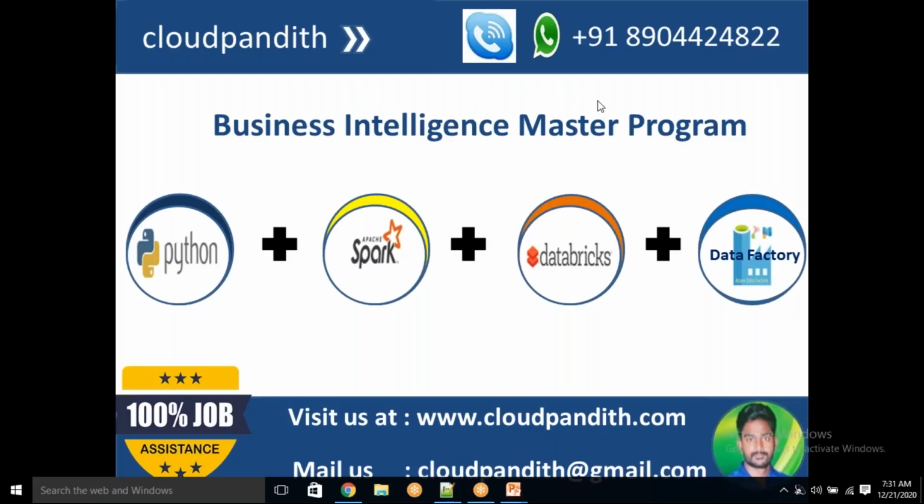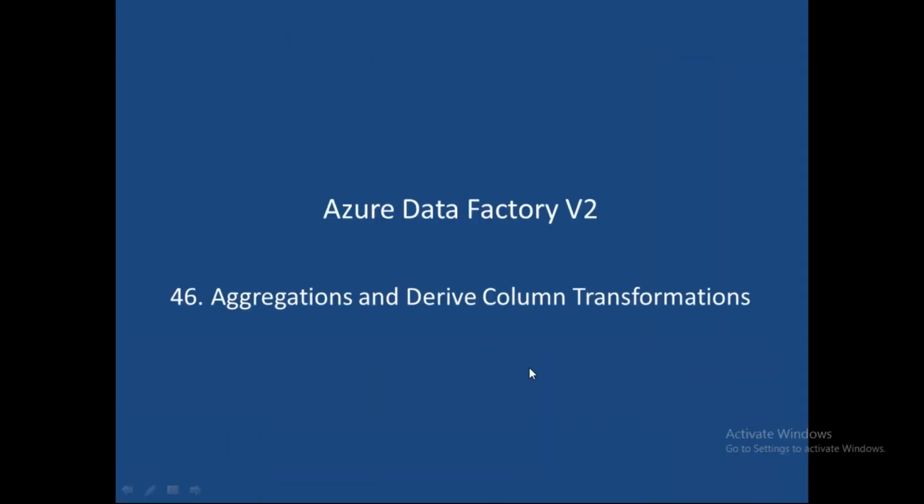Good morning, friends, in this Business Intelligence Master Program. In today's session, we are going to talk about data flows. In data flows, we are going to talk about aggregations and a derived column. These are the two transformations that we are going to see today. Aggregations, how to do them in data flows. Next, how you can add a new column in data flows. These are the two things we are going to work on today.